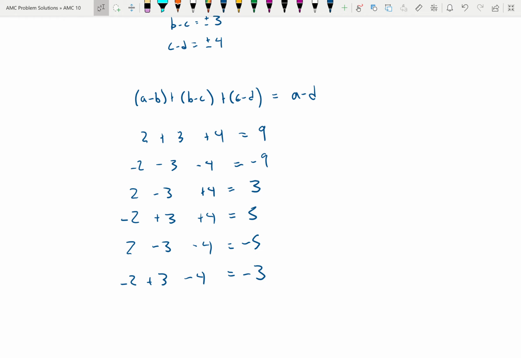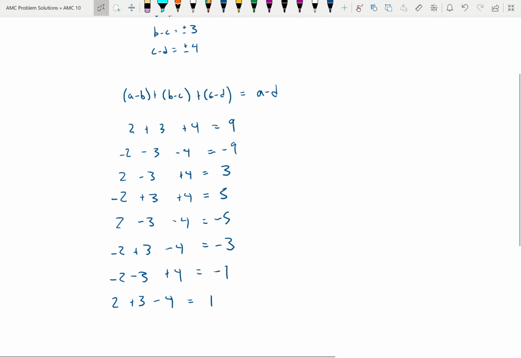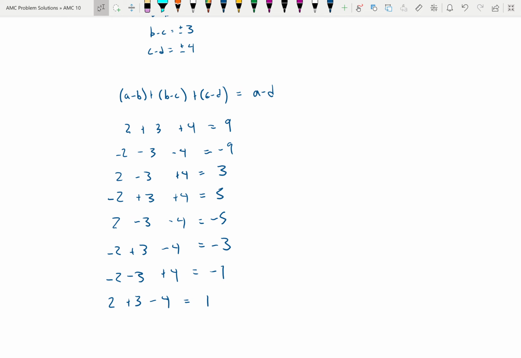And then we could do negative 2 minus 3 plus 4, which would give us negative 1. And lastly, we could do 2 plus 3 minus 4, which is equal to 1. So say A minus D equals all these values.